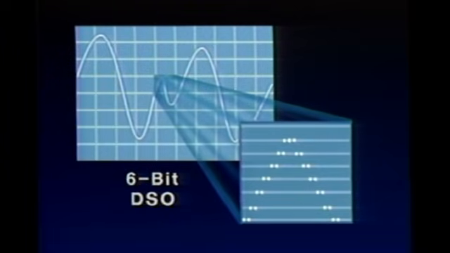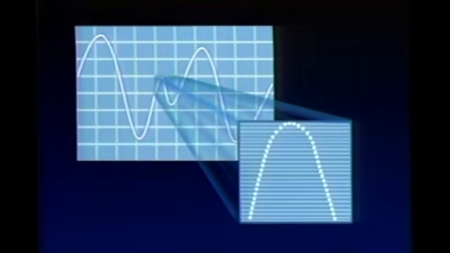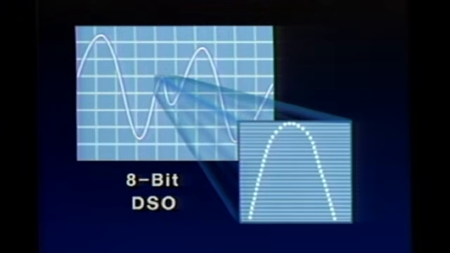This drawing illustrates what one division of a waveform would look like on a 6-bit scope. Here's a drawing of the same waveform segment as it would appear on an 8-bit scope. With more levels available, the 8-bit reconstruction is more faithful to the original wave shape, which gives users higher confidence in the measurements.